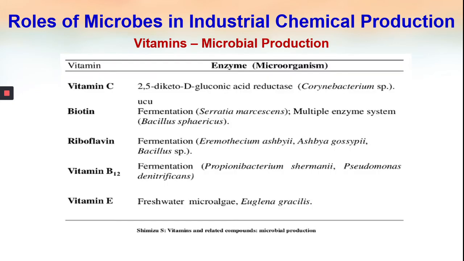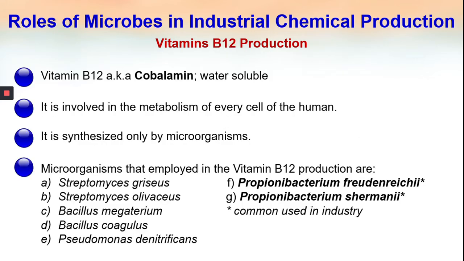Okay, so these are some of the vitamins together with the microorganisms that are responsible for producing them, such as vitamin C from Corynebacterium species, biotin from fermentation of Serratia marcescens, multiple enzyme system of Bacillus sphaericus. We have vitamin B12 from the fermentation of Propionibacterium shermanii and Pseudomonas denitrificans, and vitamin A from freshwater microalgae Euglena gracilis. These vitamins are also produced by using fermentation.